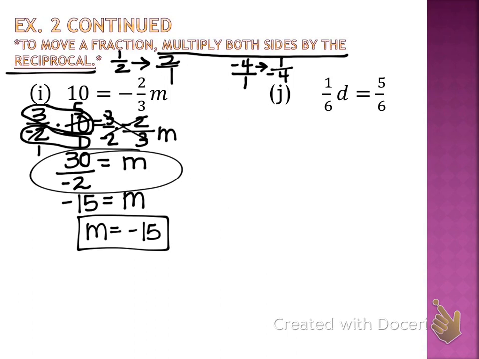All right, take a minute and work J with your partner. All right, Emma, what are we trying to move so that D will be by itself?